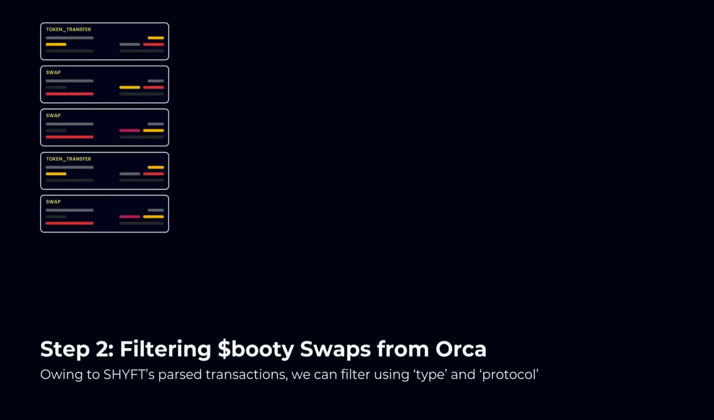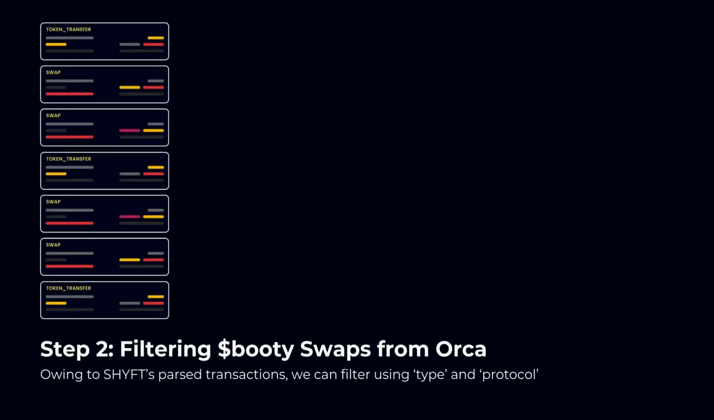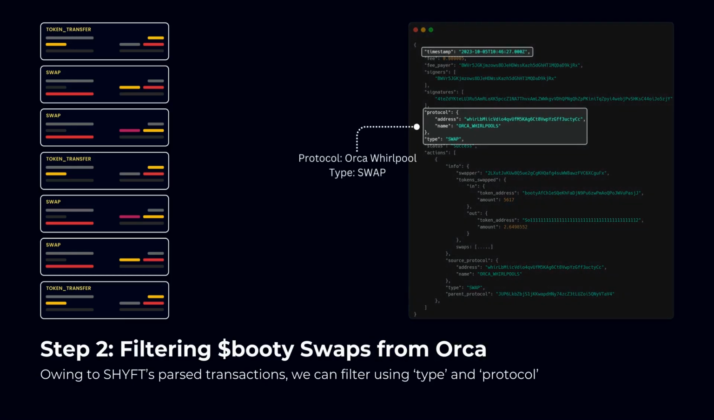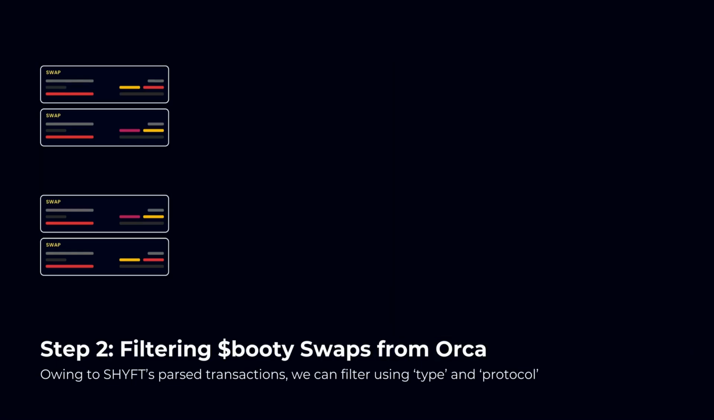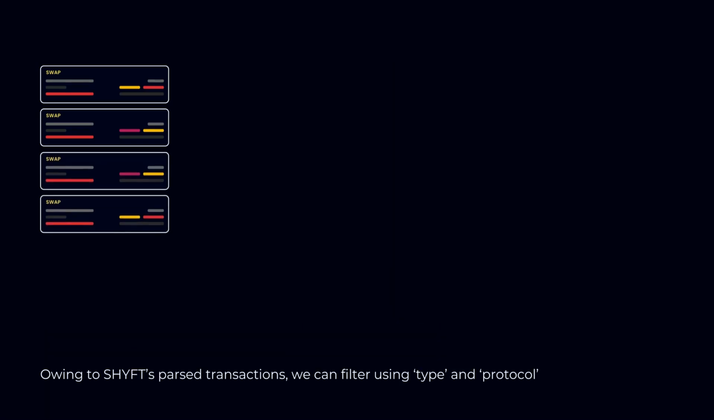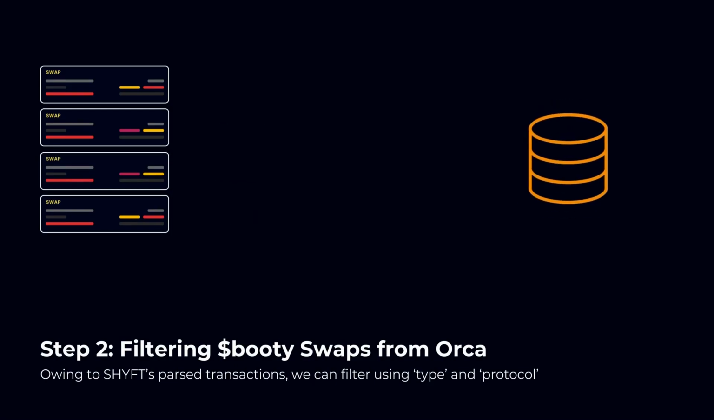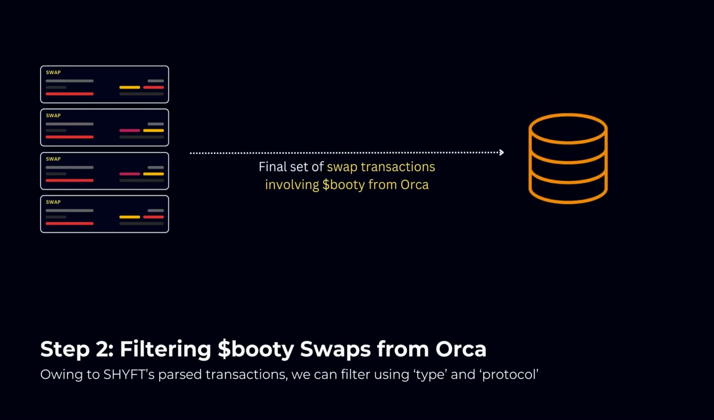As a result, we obtain a set of transactions that are exclusively within the specified time frame and involve booty tokens. We will now utilize the set of booty token transactions obtained in the previous step and proceed to filter out the swap transactions associated with Orca. This can be achieved in 2 simple steps. Since Shift provides pre-parsed and human-readable transactions, we can readily isolate transactions of the swap type. Subsequently, we can verify if these transactions are linked to the Orca Whirlpool protocol by inspecting the protocol field of each pre-parsed transaction. This would yield the ultimate set of swap transactions involving booty tokens from Orca, and we can store these transactions in an array or a database for further processing.